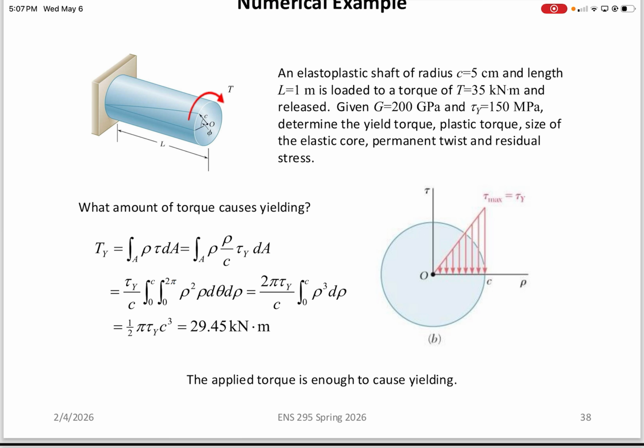You would plug in those values and do all of your appropriate unit conversions, and you would get that the torque at which yielding occurs is 29.45 kilonewton meters. The derivation is very similar to what we had previously seen in class. So I would say it's pretty much a plug and chug problem at this point because we had already derived that expression.